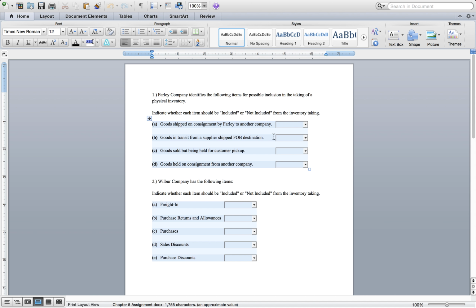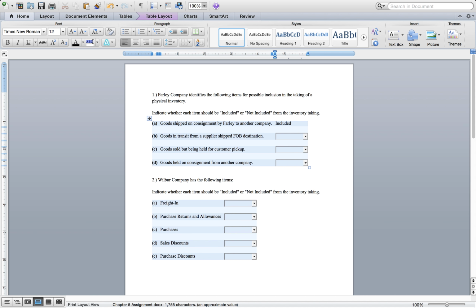Okay. So the first one, goods shipped on consignment by Farley to another company. So here, you ship some goods to another company, they're going to hold it on consignment. So you would include it. Included. Even though they're not going to be in your possession, because they're held on consignment, that means that you still retain ownership of the goods.